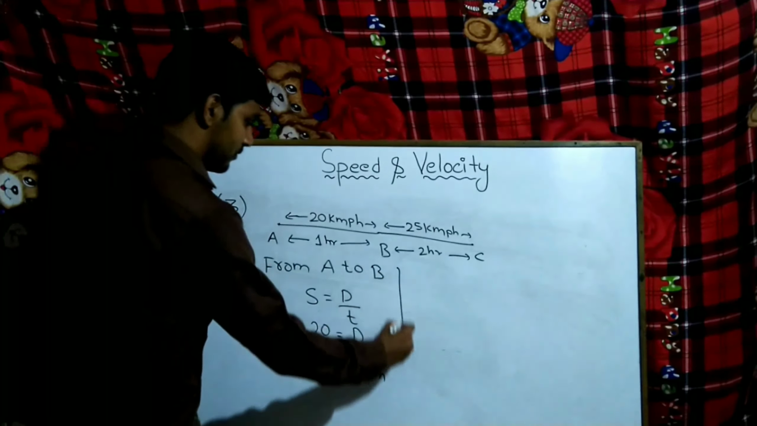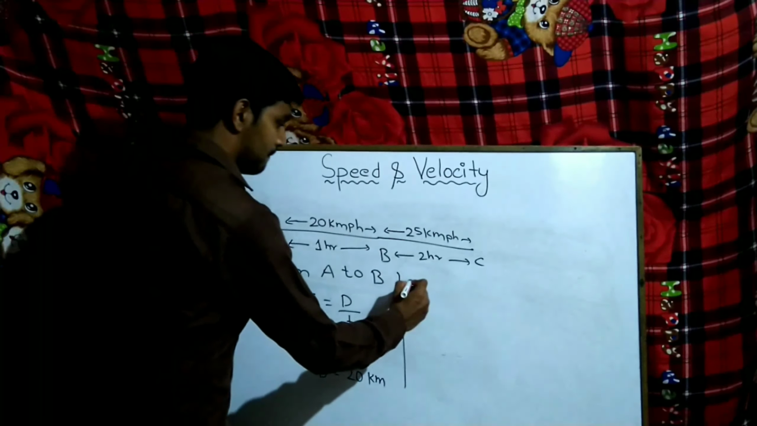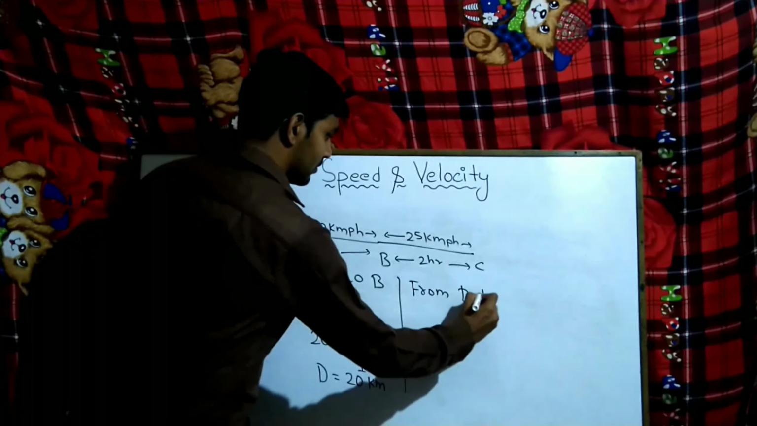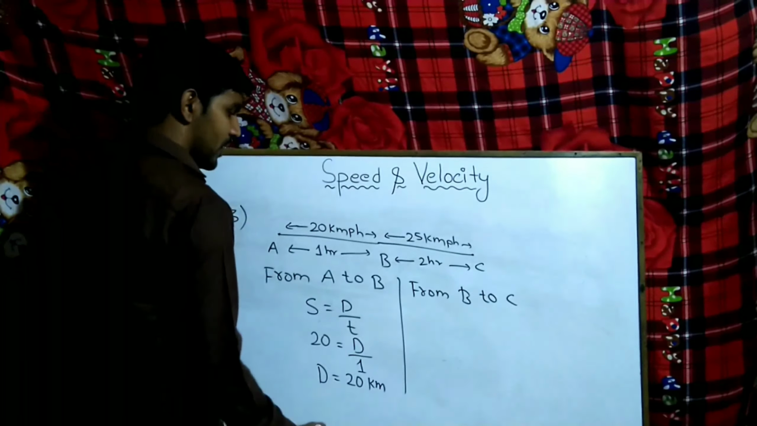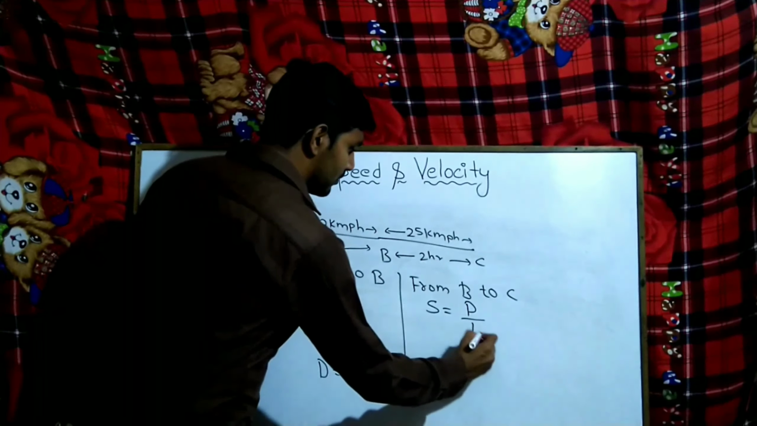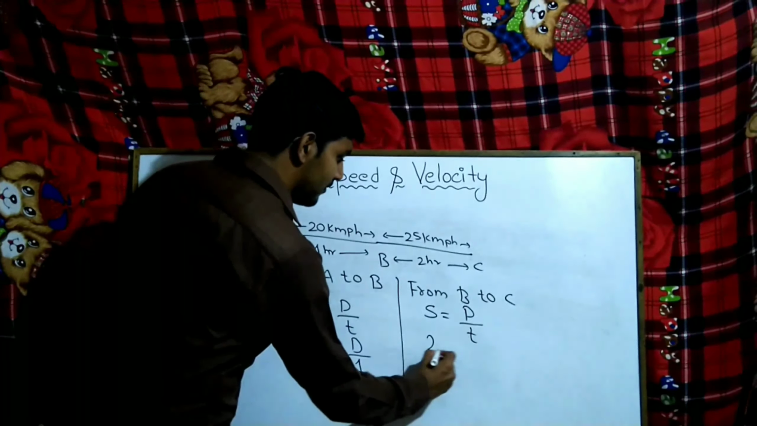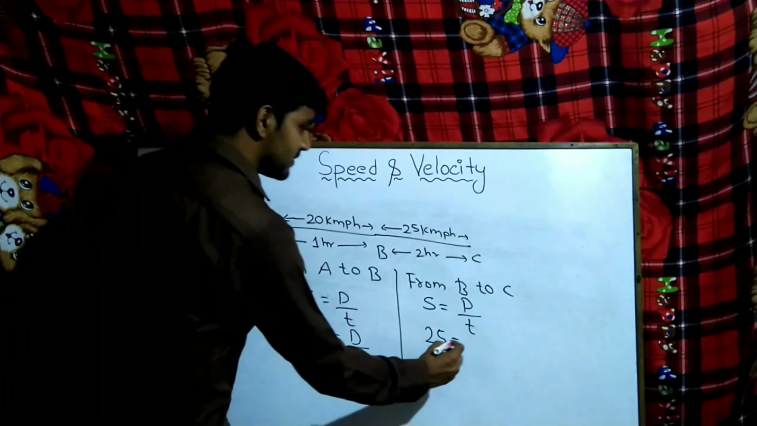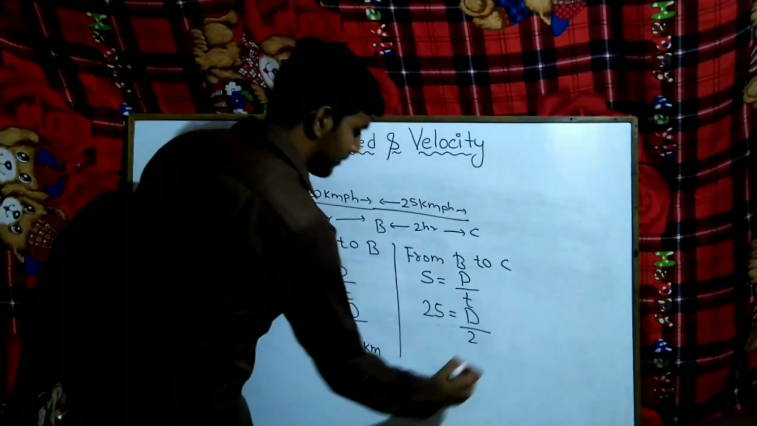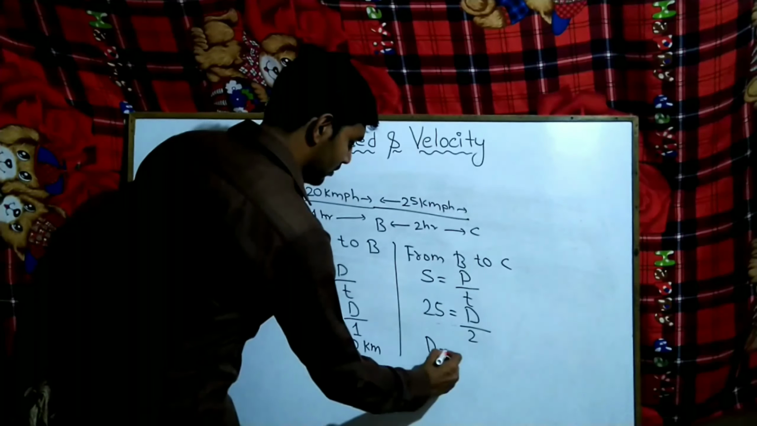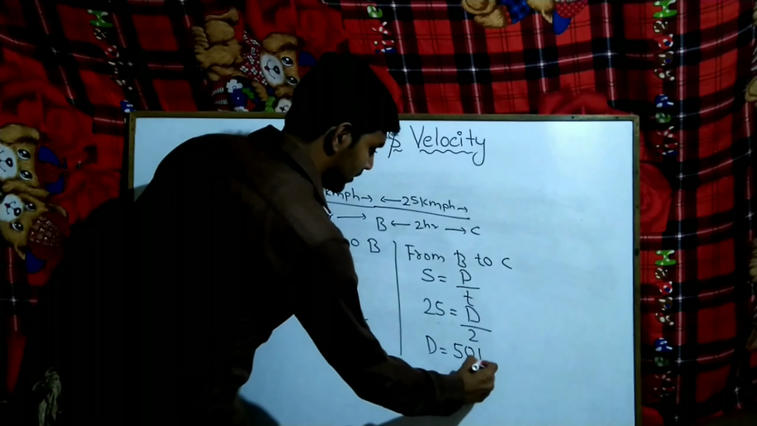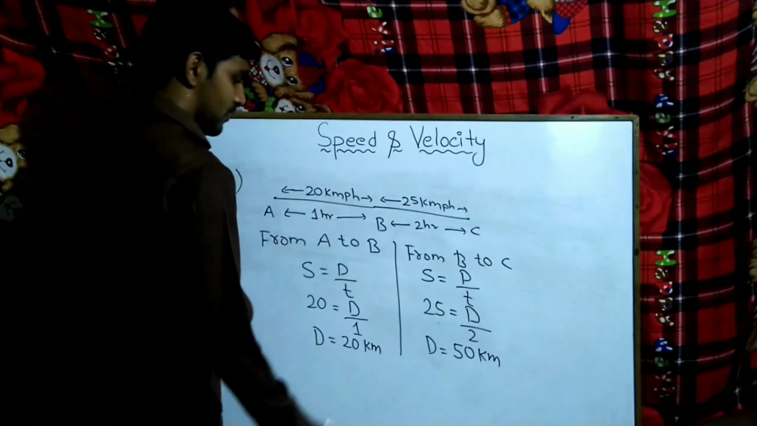Okay, now from B to C. Again, speed is equal to distance by time. Speed how much? 25 is equal to distance, how much is given? We don't know, we have to find. By time 2 hours. So distance is equal to 2 into 25. It comes 50 kilometer. This is the first.